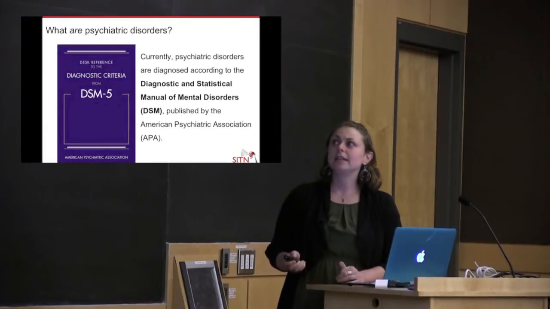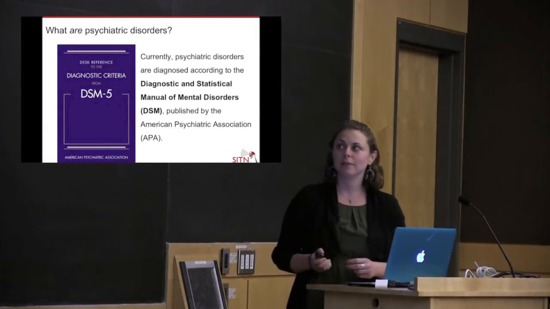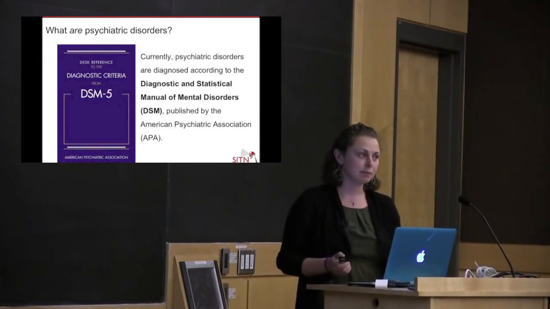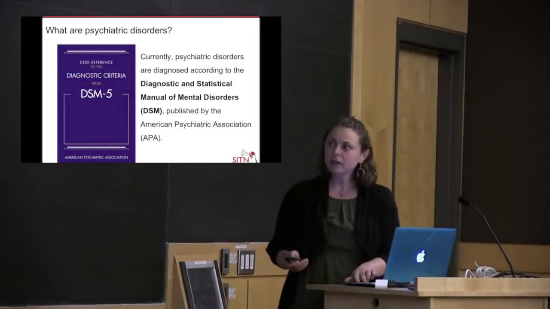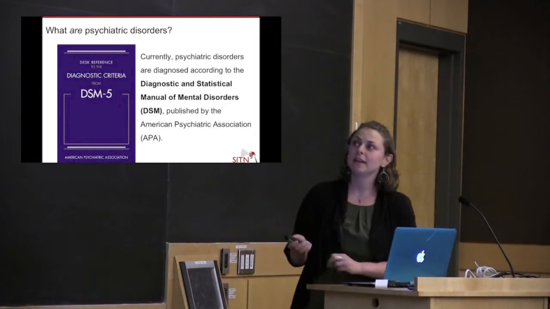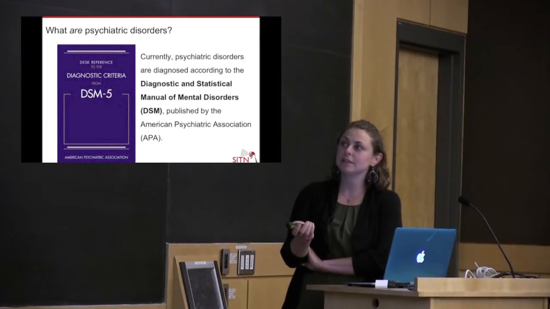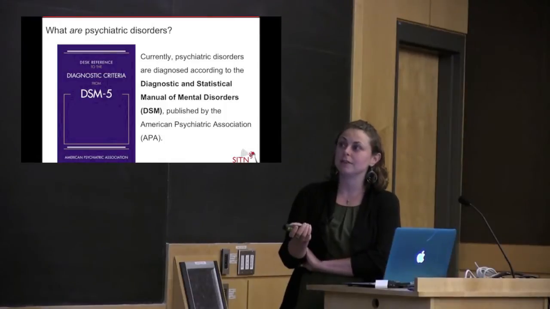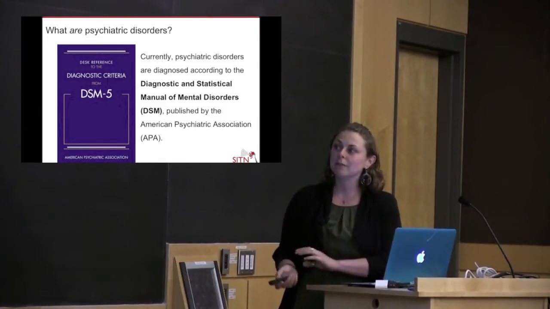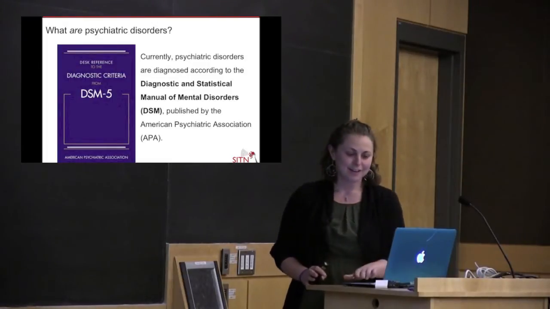Currently, psychiatric disorders are diagnosed according to the Diagnostic and Statistical Manual of Mental Disorders, or the DSM, which is a volume published by the American Psychiatric Association. And according to this volume, a psychiatric disorder is, quote, "a syndrome characterized by clinically significant disturbance in an individual's cognition, emotion regulation, or behavior that reflects a dysfunction in the psychological, biological, or developmental processes underlying mental function." So let's break this down.